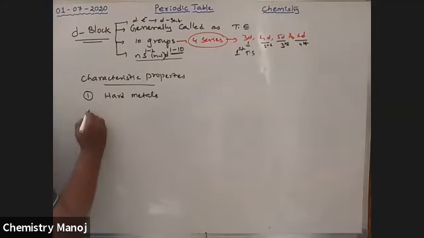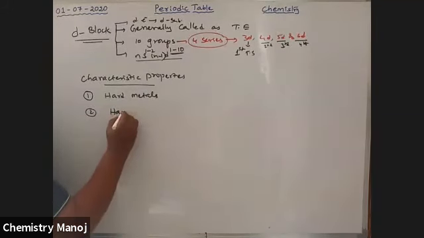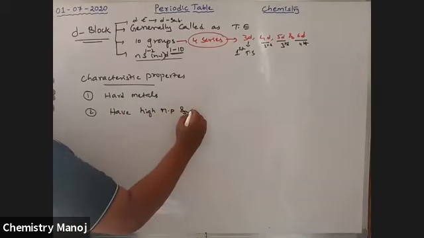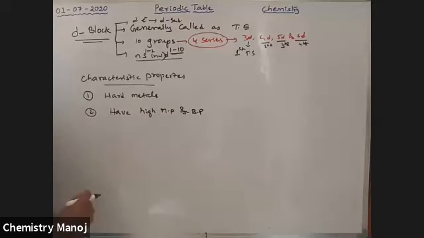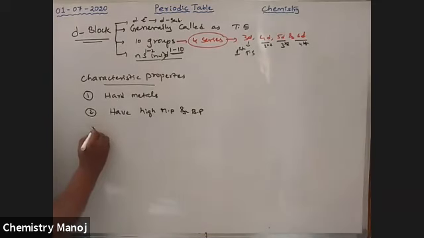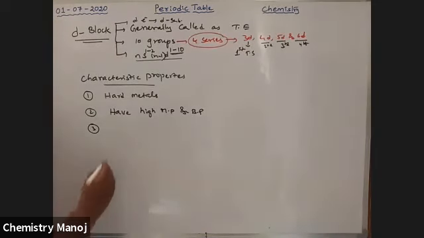So, next one. They have high melting and boiling points. But S block elements, no doubt those are also metals, but they have low melting and boiling points. But here, D block elements have high melting and boiling points. Next, third point.